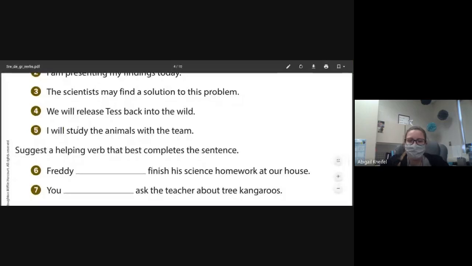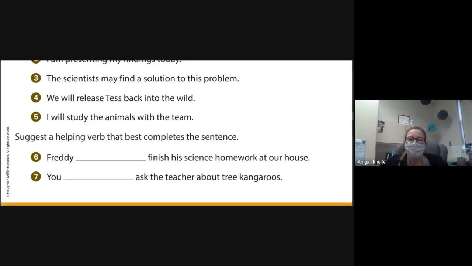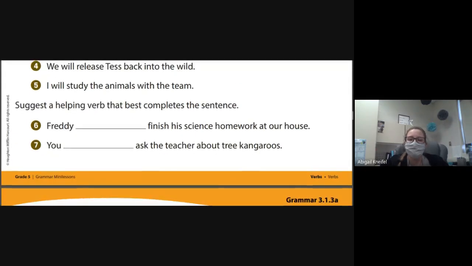You blank ask the teacher about tree kangaroos.